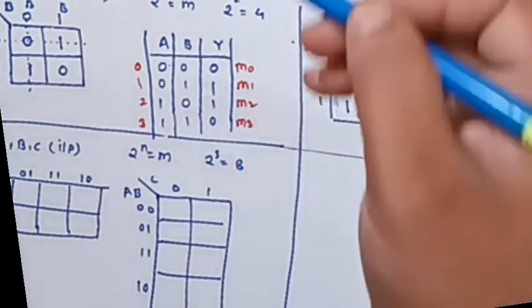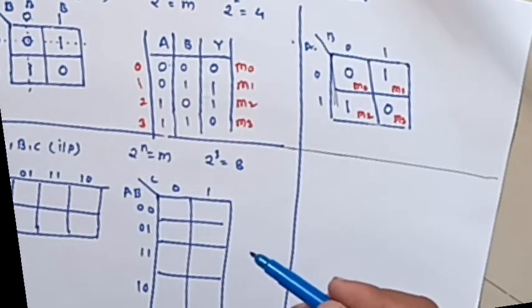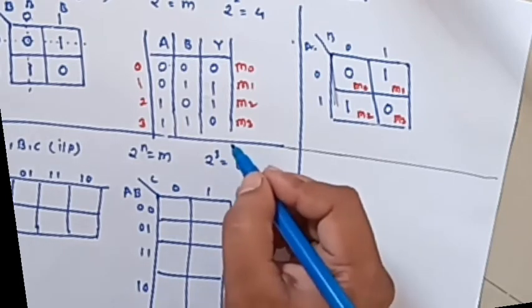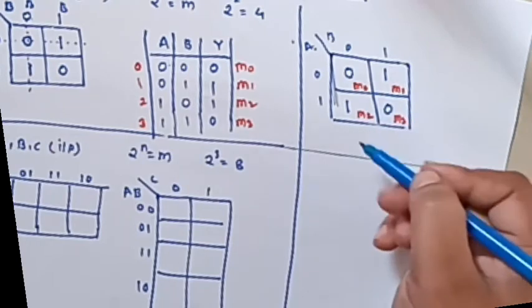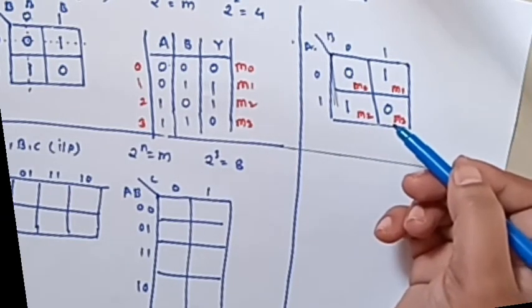Whenever the truth table is too lengthy, or consists of many literals, at that time you will use the minterm form of the K-map.